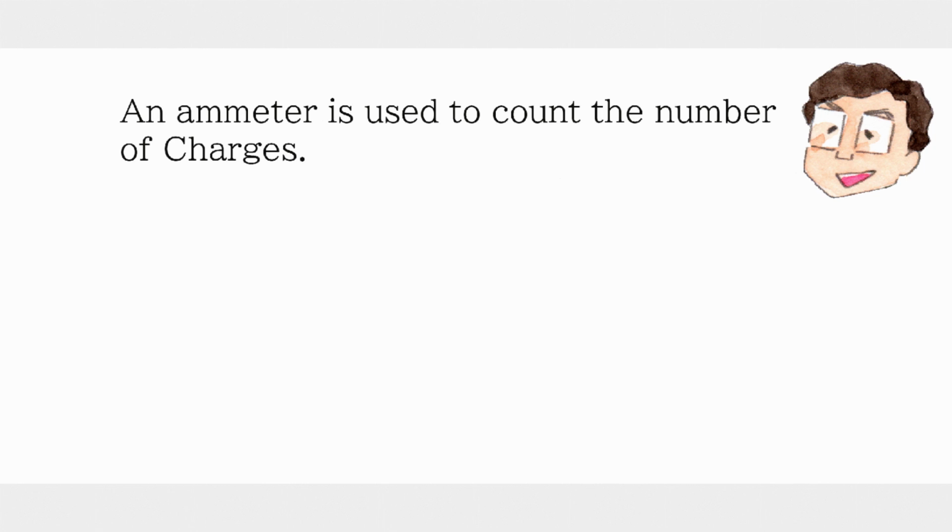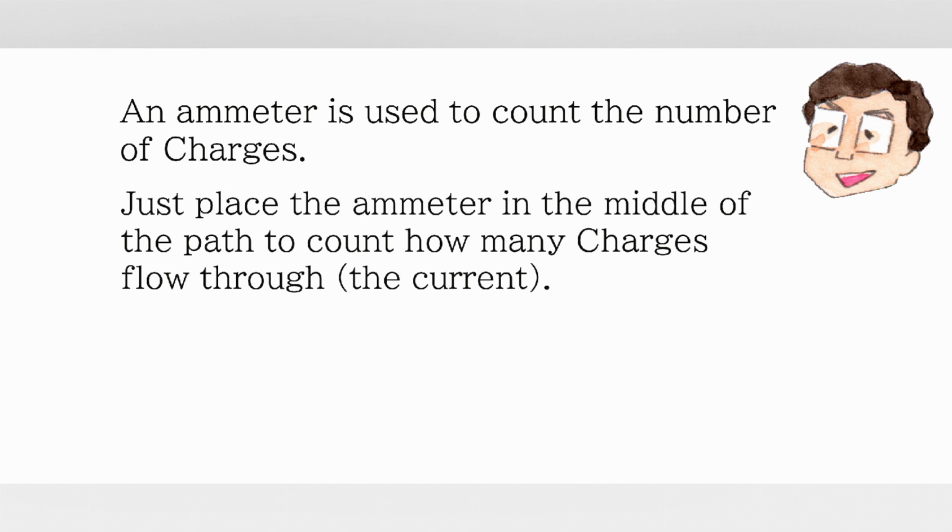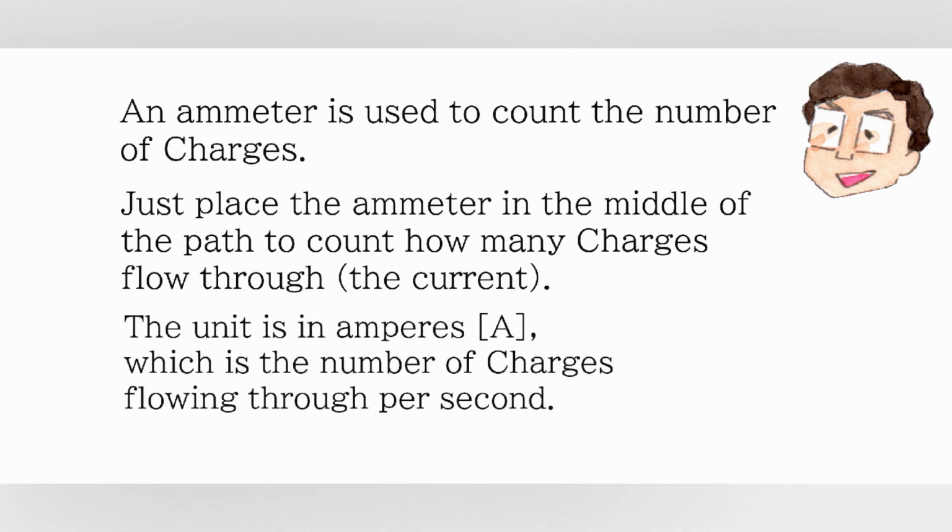An ammeter is used to count the number of charges. Just place the ammeter in the middle of the path to count how many charges flow through. The unit is in amperes, which is the number of charges flowing through per second.